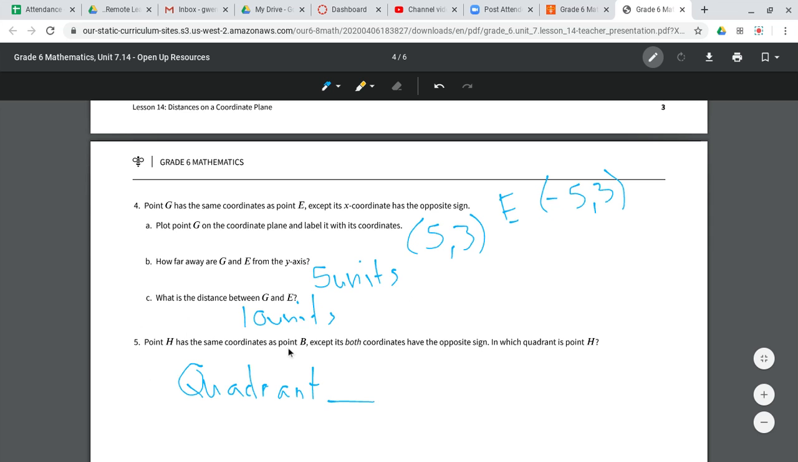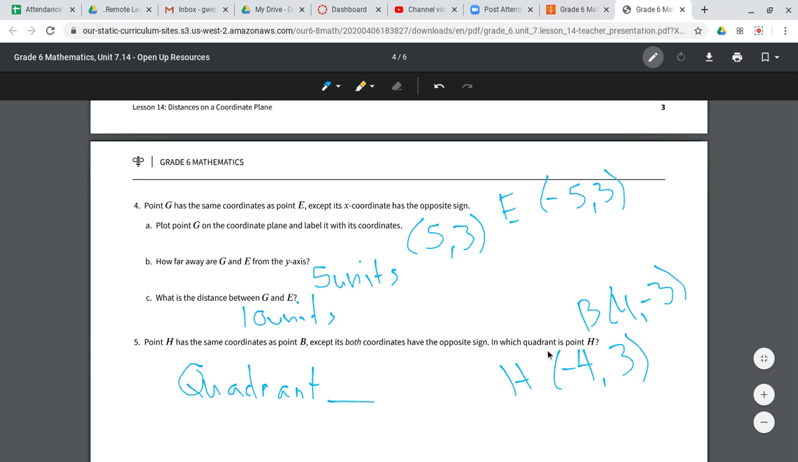Point H has the same coordinates as point B, except both coordinates have the opposite sign. So remember, B was the point 4, -3. So what should the coordinate for H be? So switch the 4 to the opposite, we'd get -4. Switch the -3 to the opposite, we get a +3. Excellent. So we have the coordinate -4, 3.